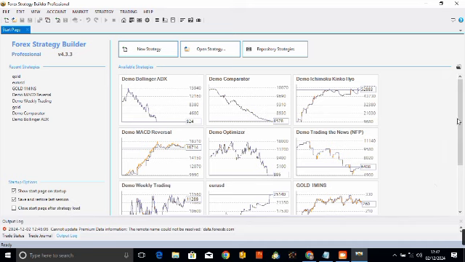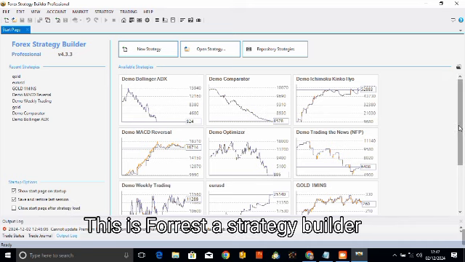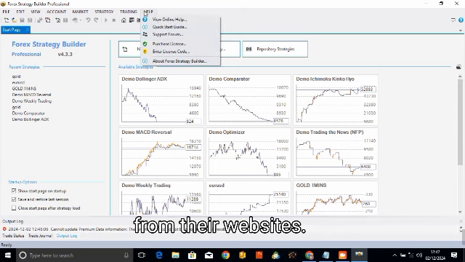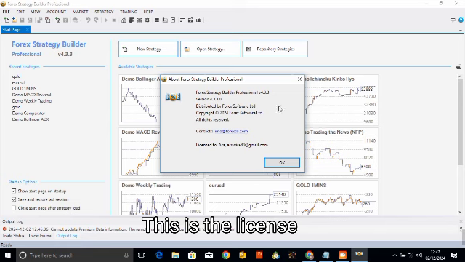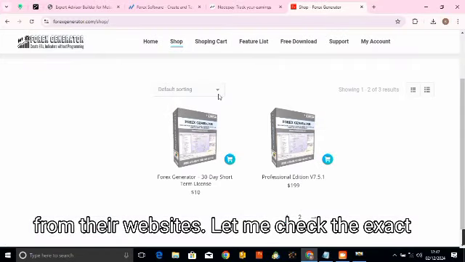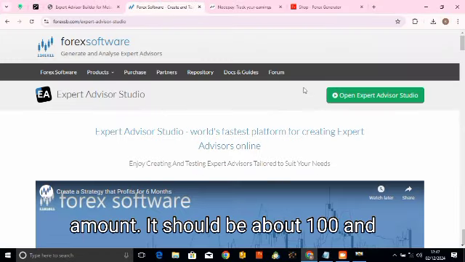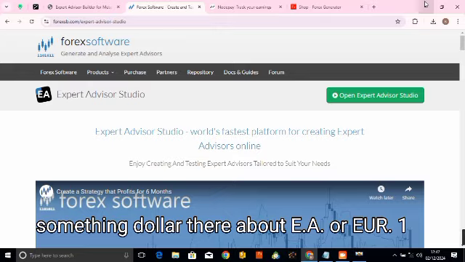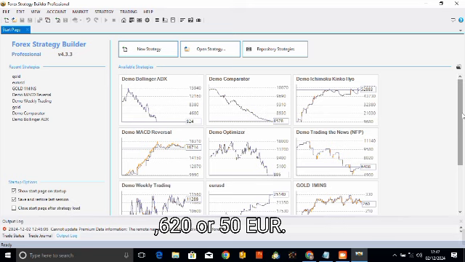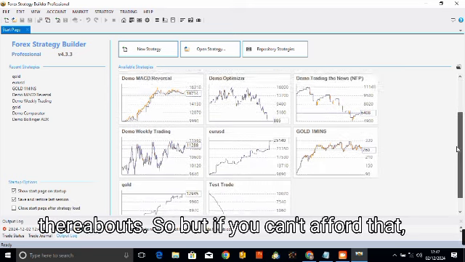Now, this is Forex Strategy Builder Professional. You can get this software from their website. This is the pro, a licensed version. Let me check the exact amount. It should be about 100 and something dollars or thereabouts, or euro, 1,620 or 50 euro thereabouts.